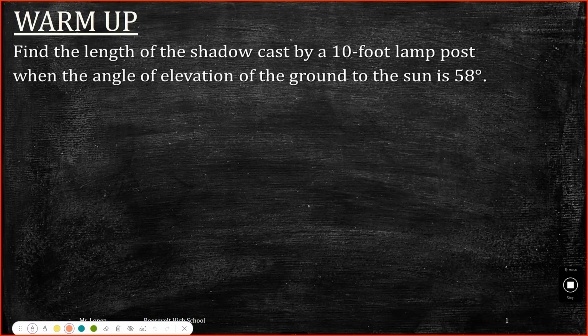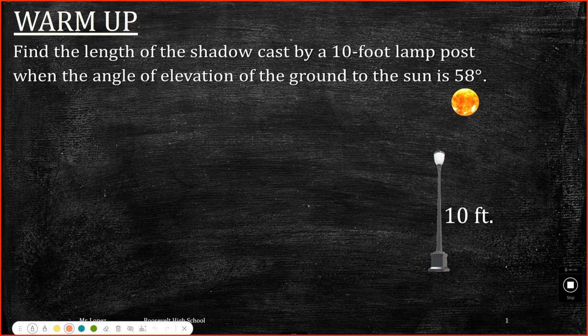Find the length of the shadow cast by a 10-foot lamp post when the angle of elevation of the ground to the sun is 58 degrees. Sometimes, like I said, with drawings, it helps out. Find the length of the shadow cast by a 10-foot lamppost when the angle of elevation of the ground to the sun is 58 degrees.